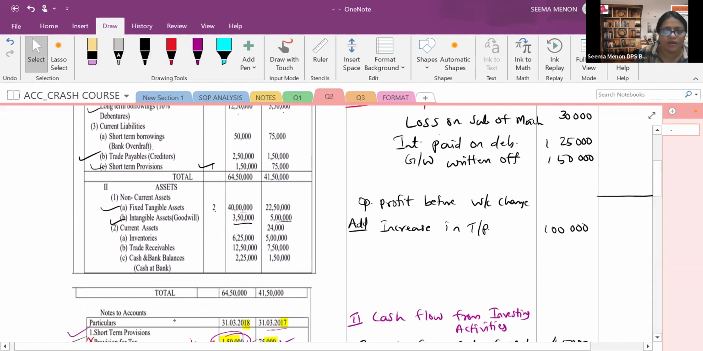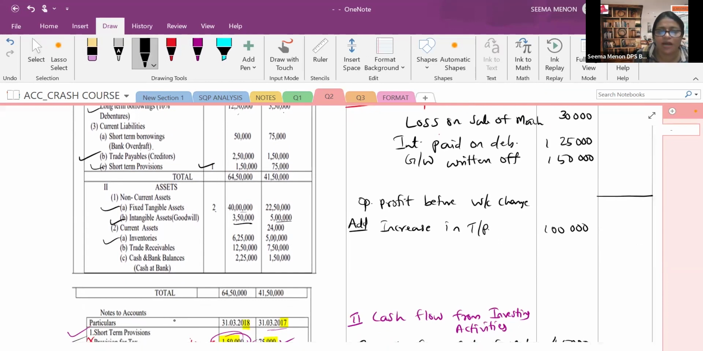Now moving ahead, inventories. Inventories at the start is 5 lakh. Now it is 6,25,000. There is an increase in the inventory, then you have to subtract. So you will write increase in the inventory. 5 lakh becomes 6,25,000. Increase in inventory. How much is it?